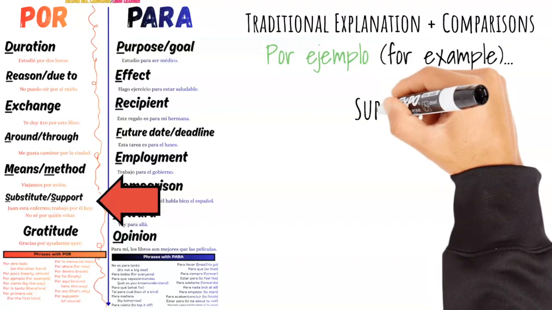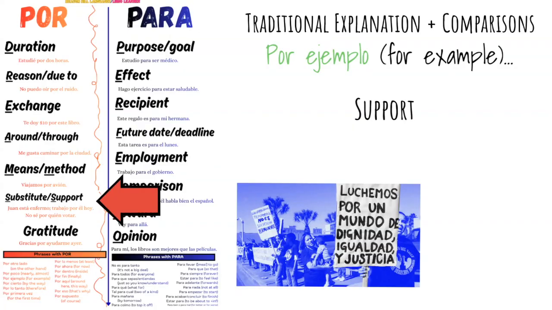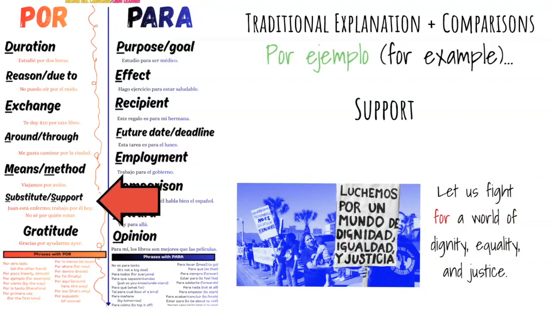For this one, I like to think of how similar the English word pro and Spanish por are. No sé por quién votar. I don't know whom to vote for, like whom to support with my vote. Or, luchemos por un mundo de dignidad, igualdad y justicia. Let us fight for a world of dignity, equality, and justice, in support of that world.